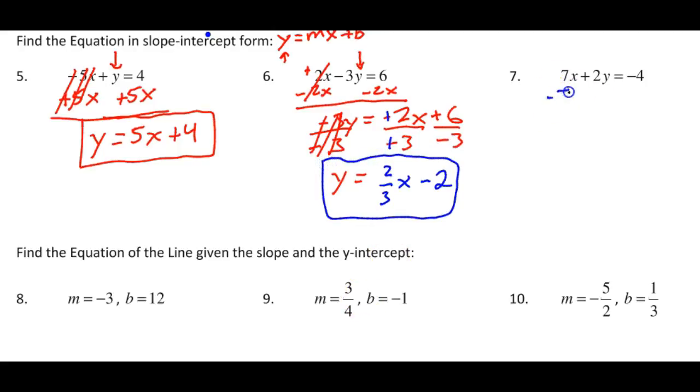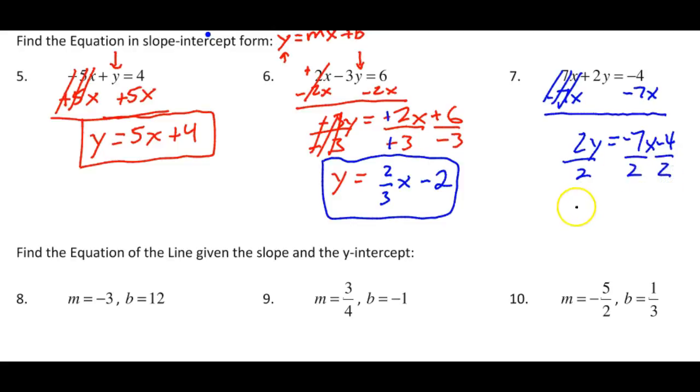And one more just for practice. So this is basically the same steps. Do the opposite for the x value, and then divide by the coefficient of y. And can't really simplify negative 7 over 2, so I just left it as negative 7 over 2. But 4 divided by 2, that does go evenly, so we can write that as minus 2.